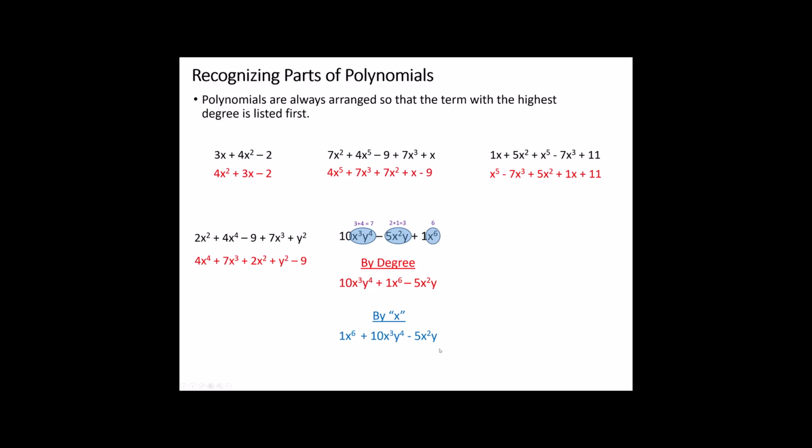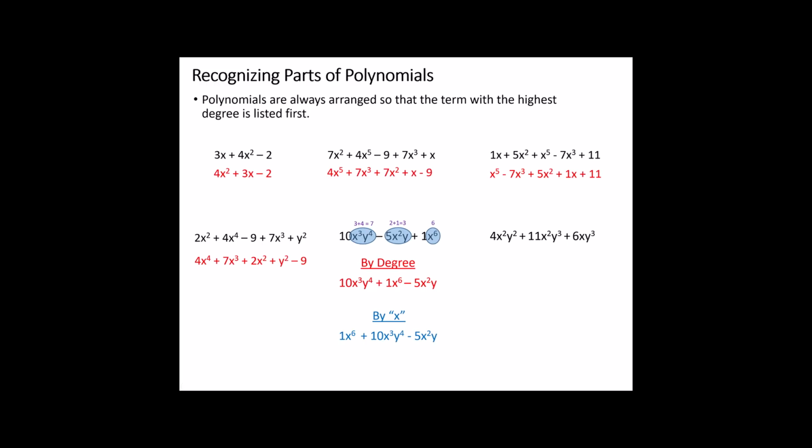Be very careful when you're checking directions to make sure you know what they're asking you to do. Now, they could have asked you to arrange this by y as well. If we had arranged it by y, the y to the 4th would have been first, the y would have been second, and the y to the 0 would have been third.